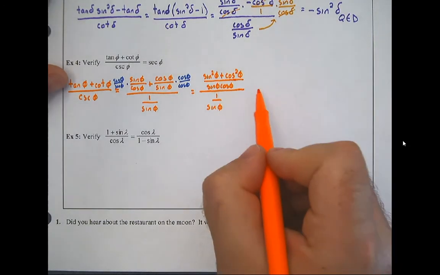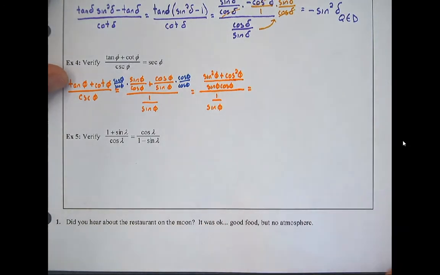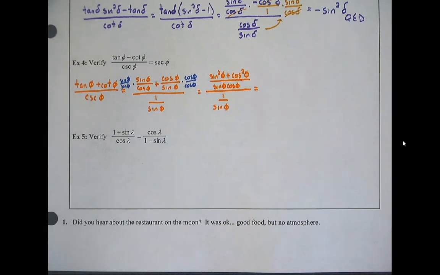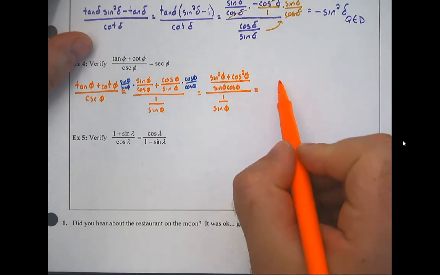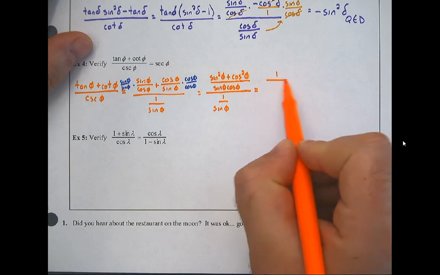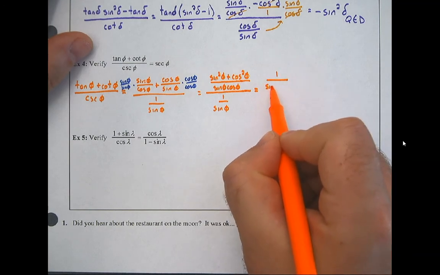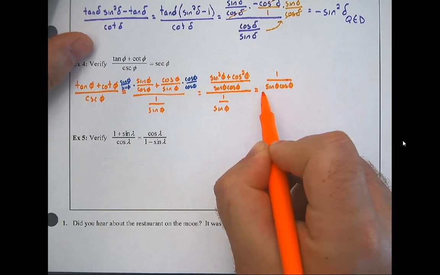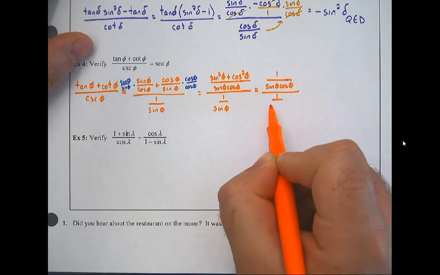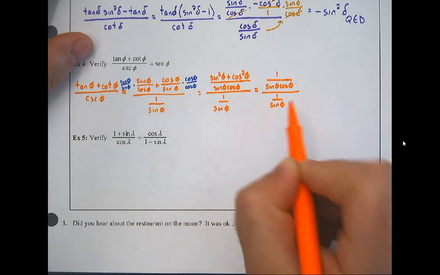All right, is it jumping off the page to you? Is it screaming? It's screaming at me mathematically. It's blinking. I can see sine squared plus cosine squared is 1. So I have 1 over sine phi cosine phi over 1 over sine of phi.